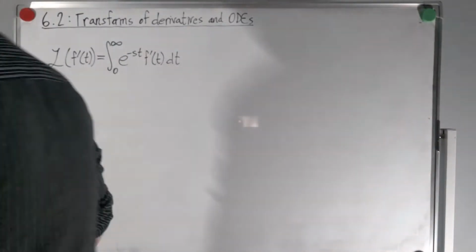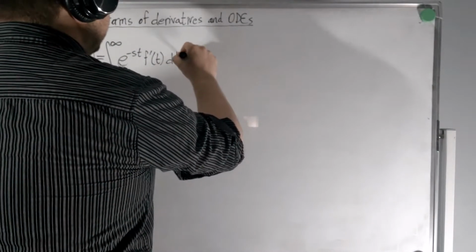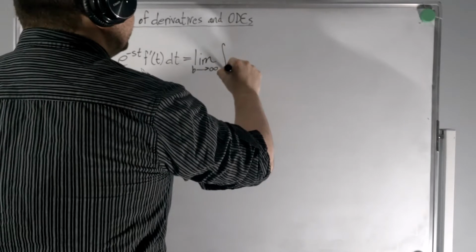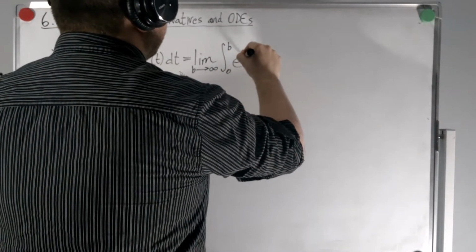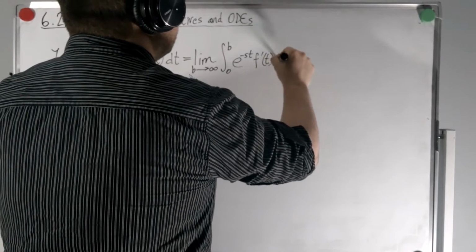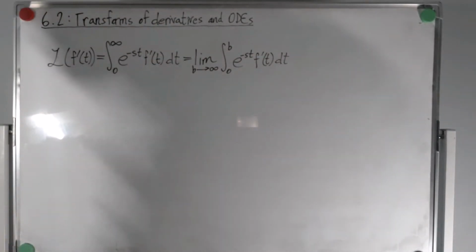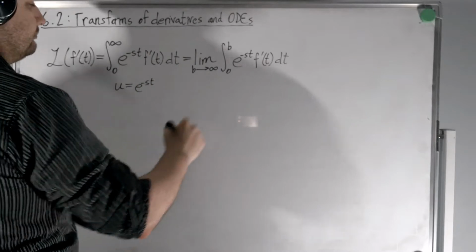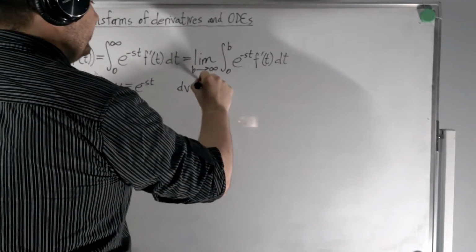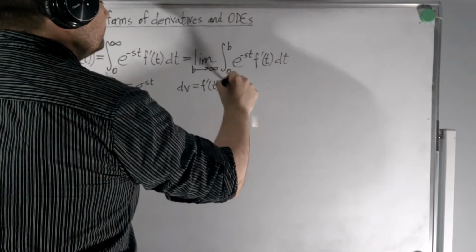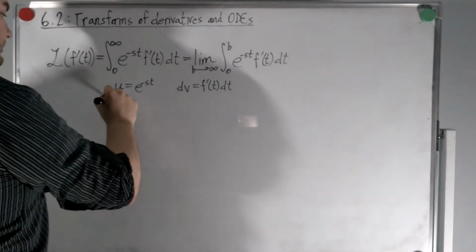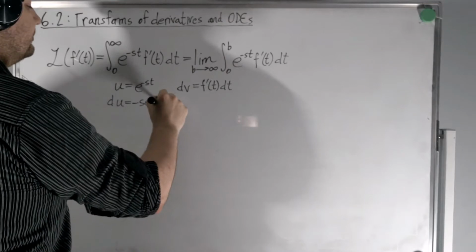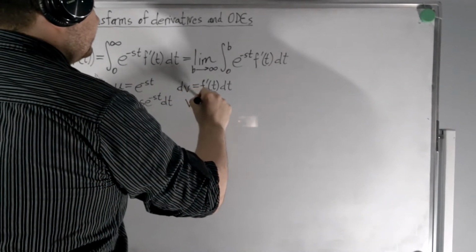Now that can be done by integration by parts. Well, first we should write this as a limit. This is the limit as b approaches infinity of the integral from 0 to b, e to the negative st, f prime of t, dt. Okay, now let's do integration by parts. Let's say u equals e to the negative st. In that case, dv is forced to be f prime of t dt. du is going to be negative s e to the negative st dt. And v is just going to be f of t.